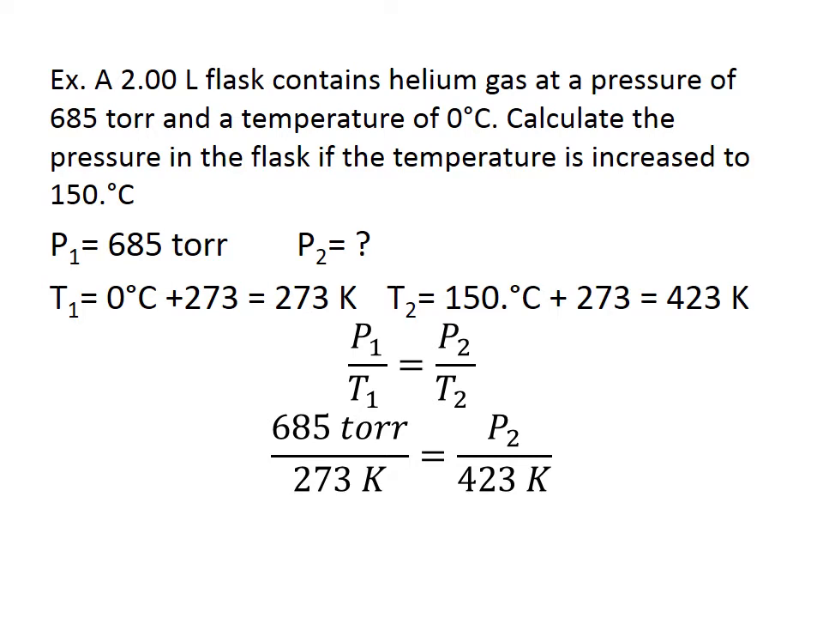So I want to get P2 by itself. I'm going to transpose the 423 and bring it to this side. Since it's division on this side, on the other side it will be multiplication. So 685 times 423 divided by 273 gives us a value of 1060 torr. Since we started with the unit of torr, we end with the unit of torr for pressure.